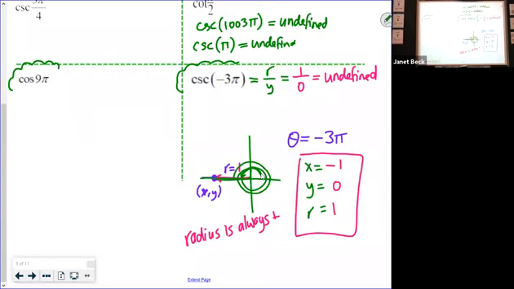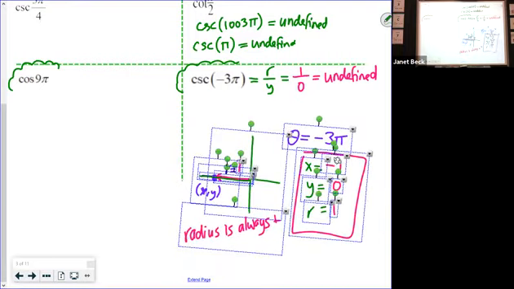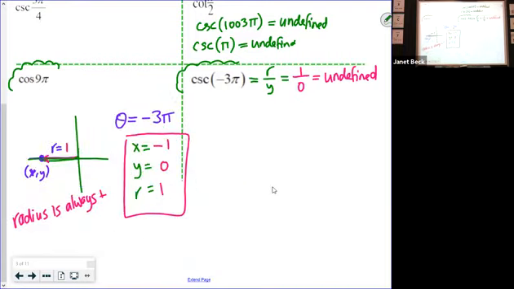Okay, I hope you noticed that it would be that same picture. Here, I can just slide all of this over here. This picture counts for any odd number of pi.